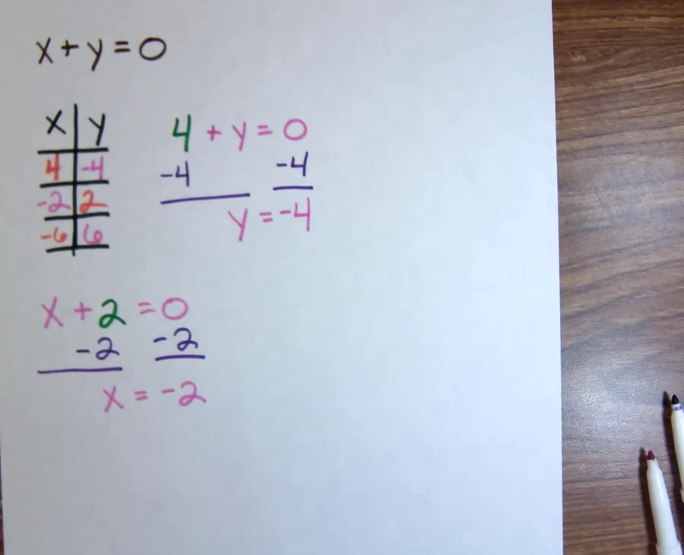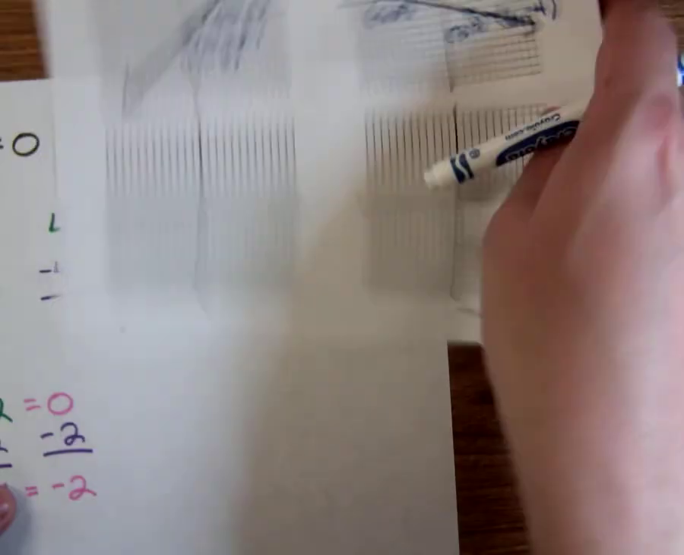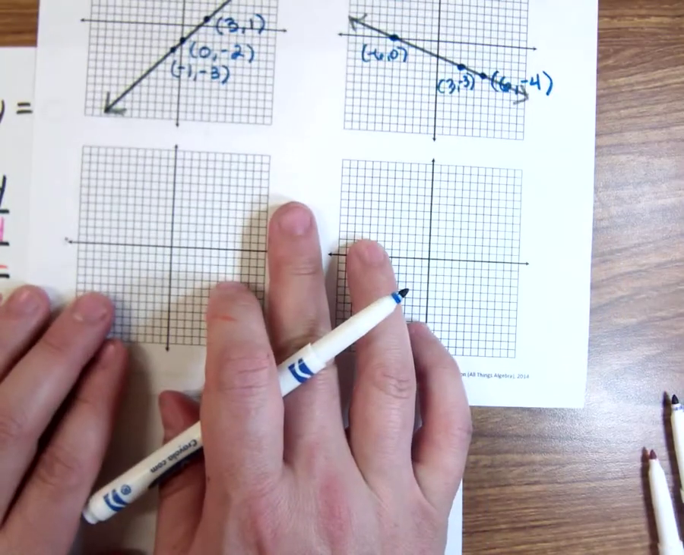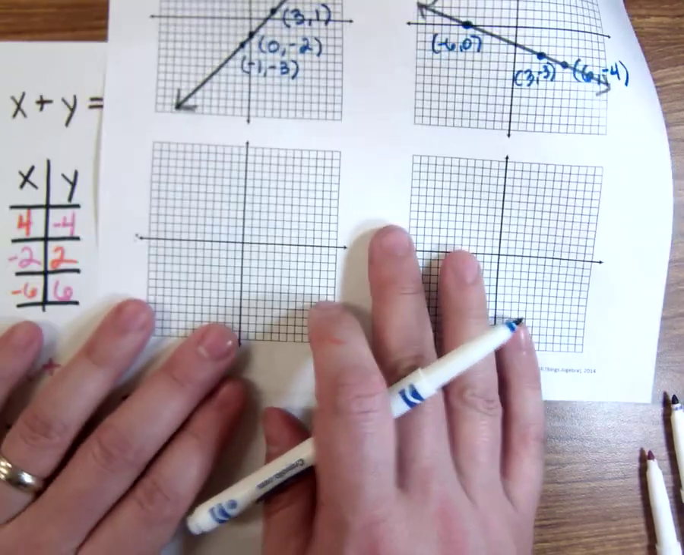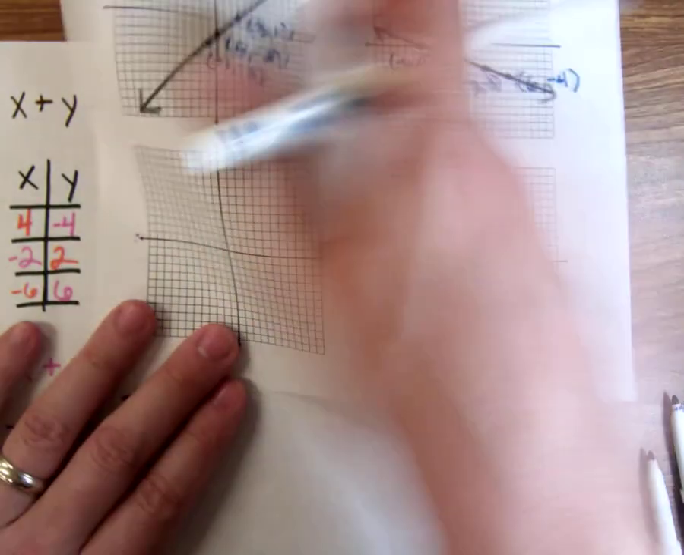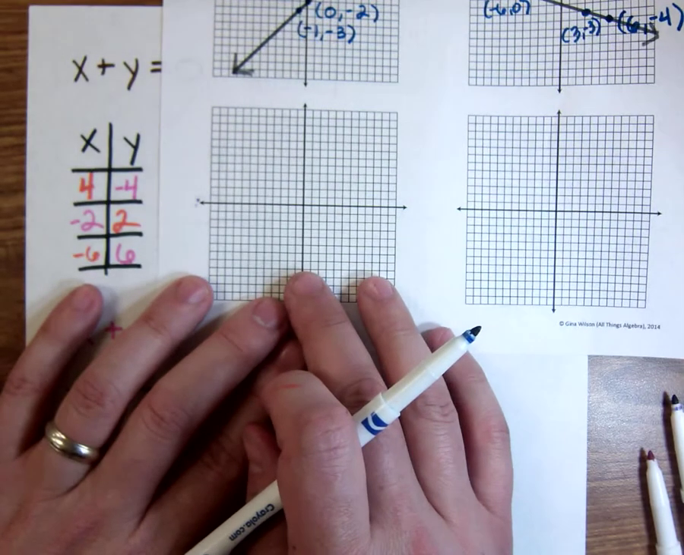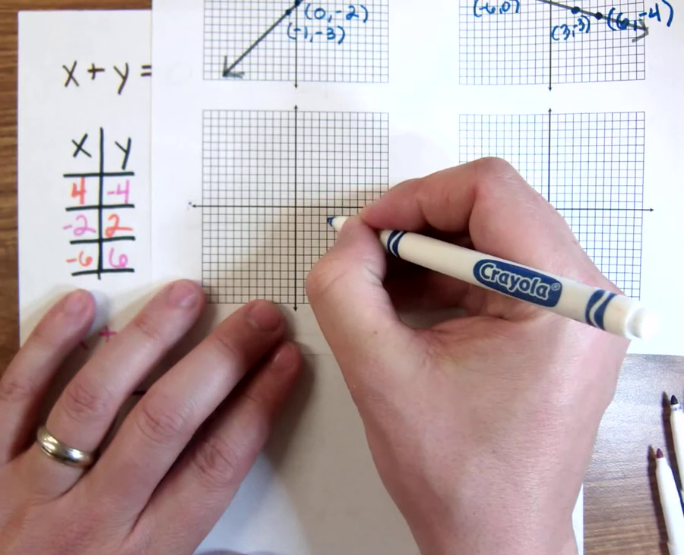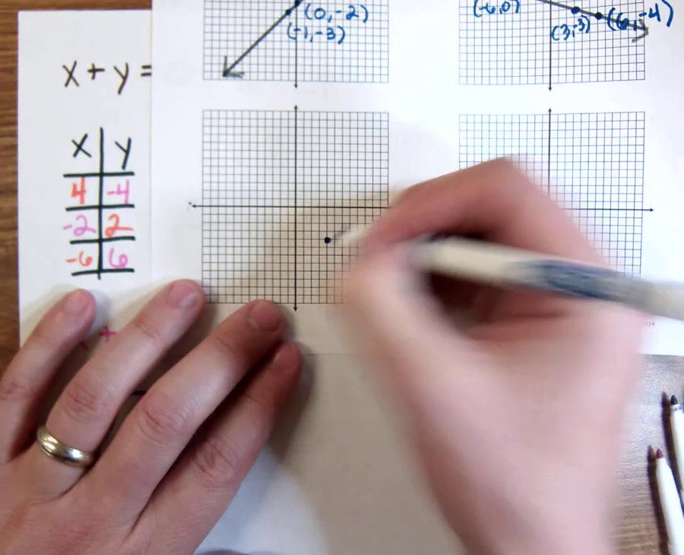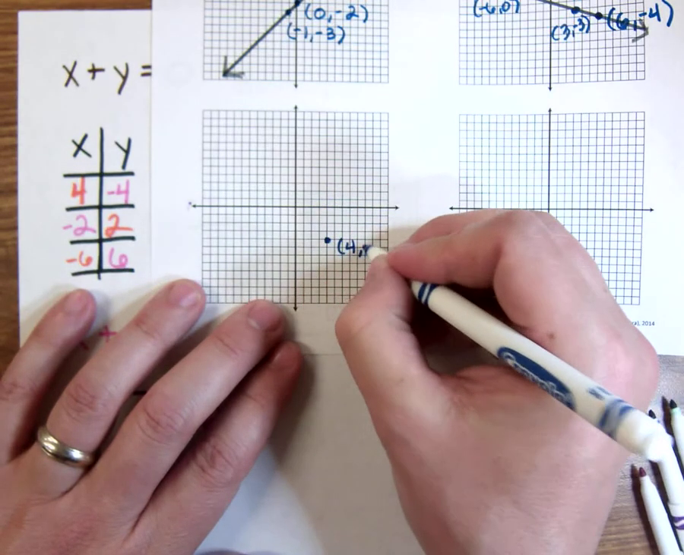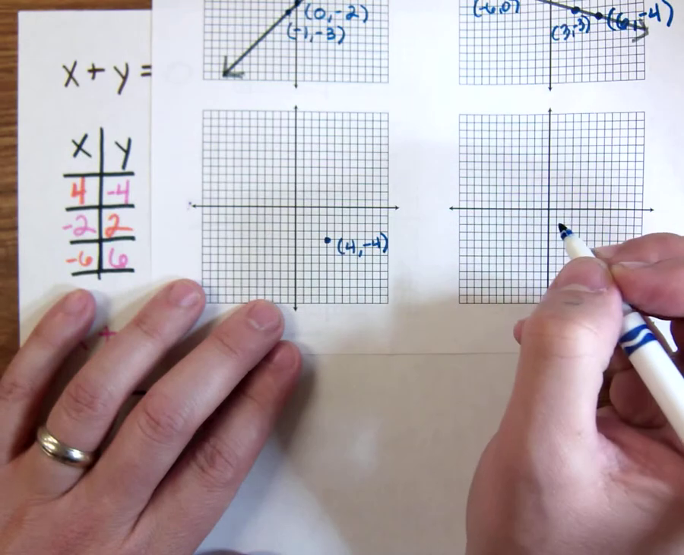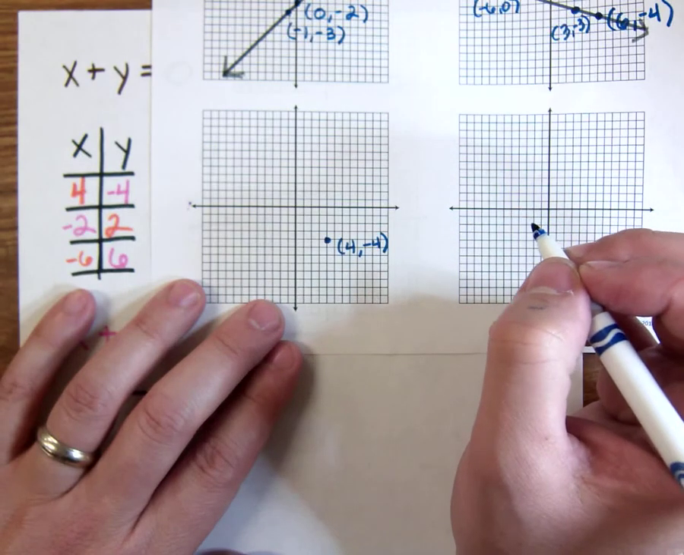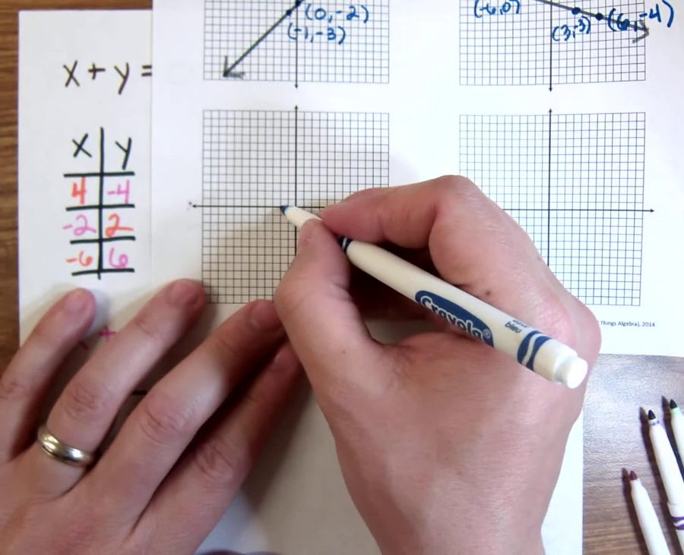All right, let's go to the graph. And let's put the 3 points on there. So I got 4, negative 4. Which quadrant will that be in? Fourth quadrant, good. What about negative 2, 2? Where will that be? Second quadrant, good.